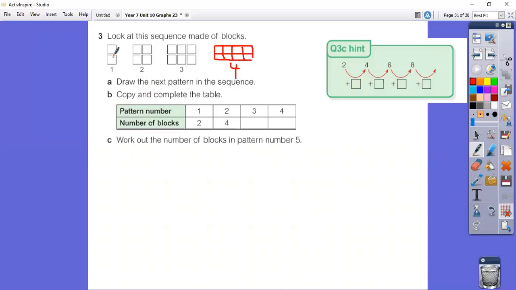So pattern number 1 here has got 2 blocks. Pattern number 2 has got 4 blocks. Pattern number 3, got how many blocks? Let's see, it's got 6 blocks. Pattern number 4, how many blocks? Fill it in. And then work out the number of blocks in pattern number 5. So how many blocks in pattern number 5?